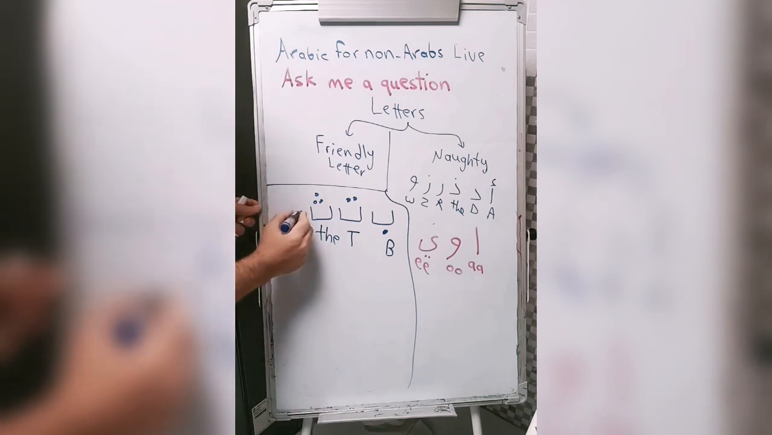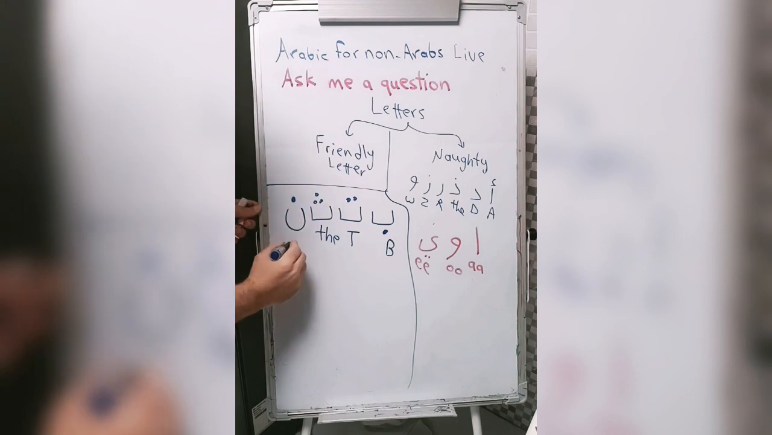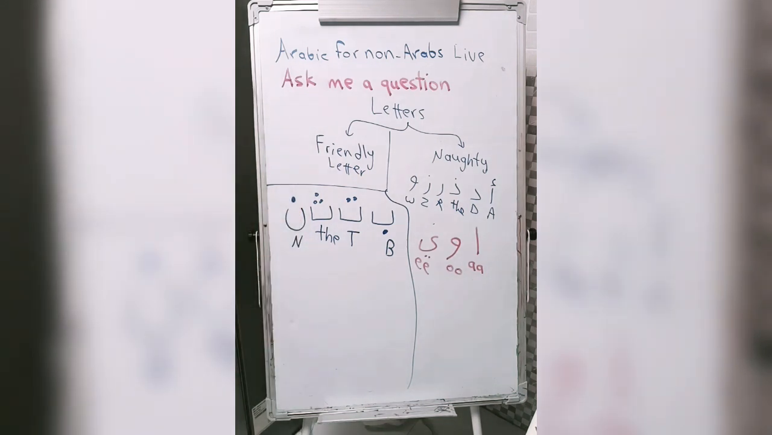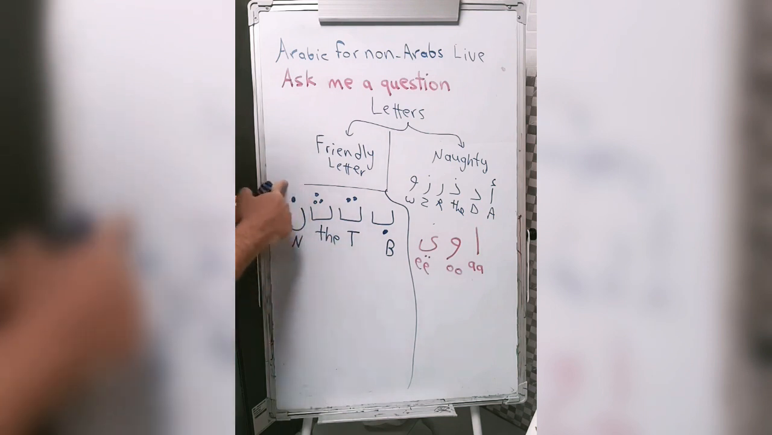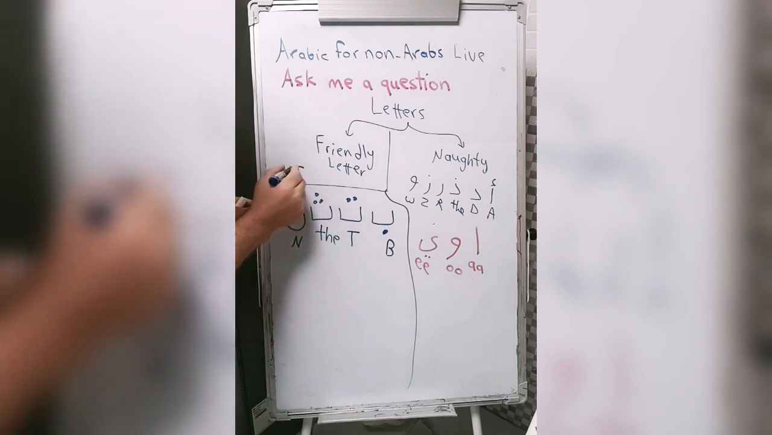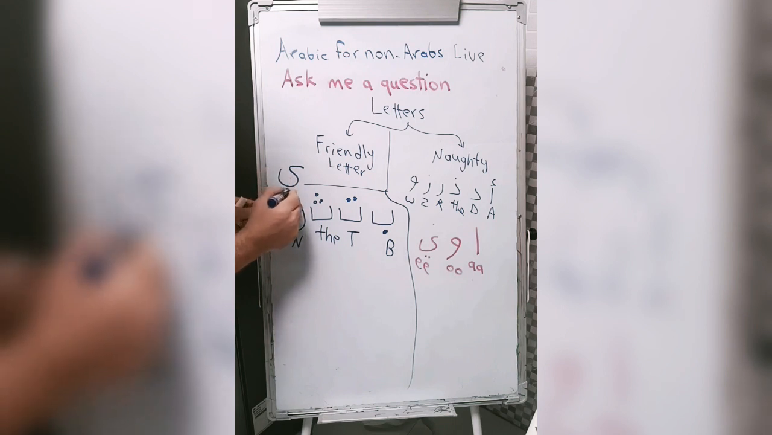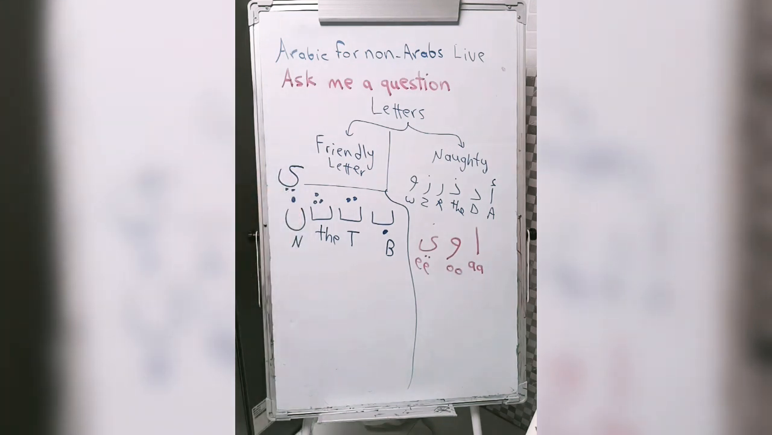Okay, the 4th letter is letter na. And the last one is letter, I'm going to write it here. You put a hand and then you go like a duck. And this letter is ya. Fine? So ba, ta, tha, na, and ya. 5 letters. Okay.